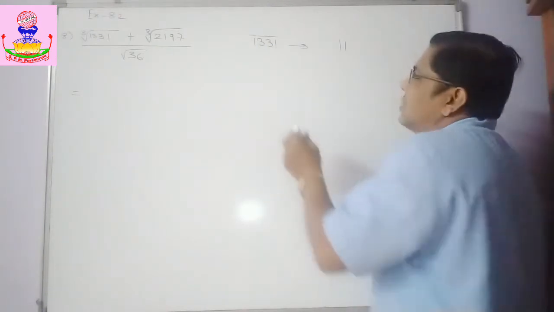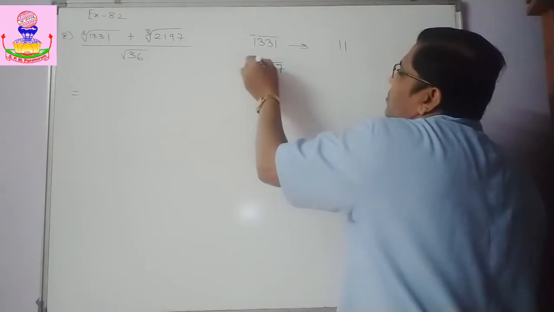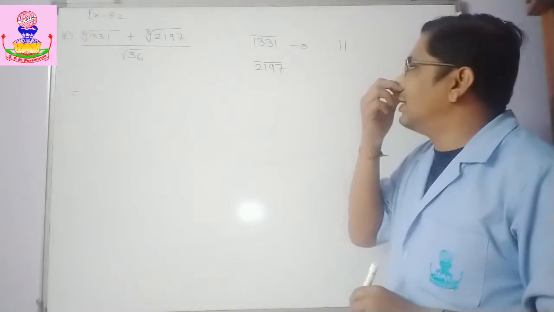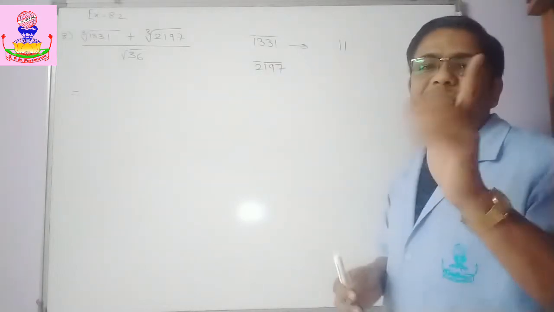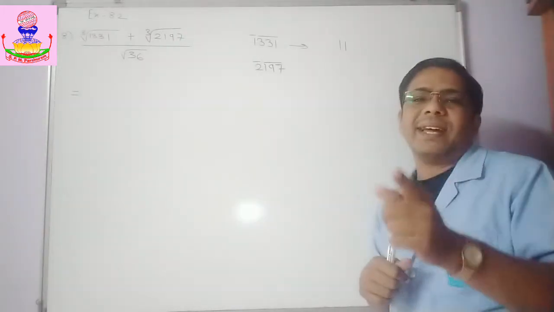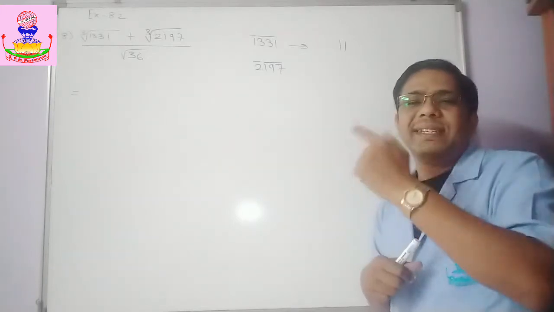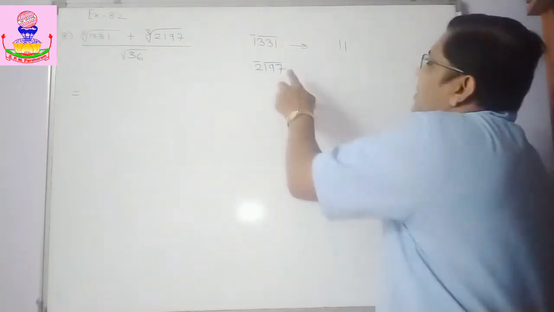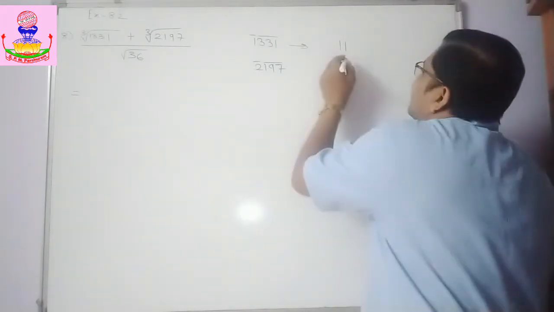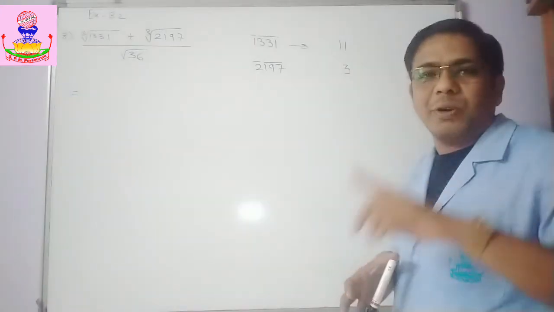So the next number is 2197. Again, make groups of 3. Okay. Now 197. The first group, see the units place, 7. So when you get 7 in the units place, 3 3s are 9, 9 3s are 27. So for the cube of 3, you get 7 in the units place. So here when you get 7, the units place of the cube root will be 3. Do you get it?